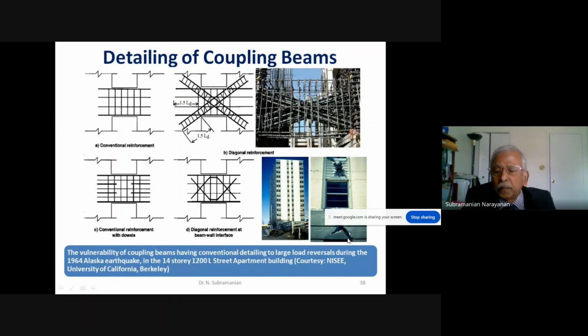And this shows a failure of the conventional detailing. This is the 14-story apartment building in the 1964 Alaska earthquake. You see the failure in the coupling beams.